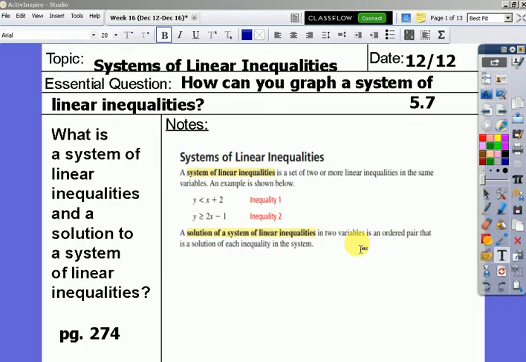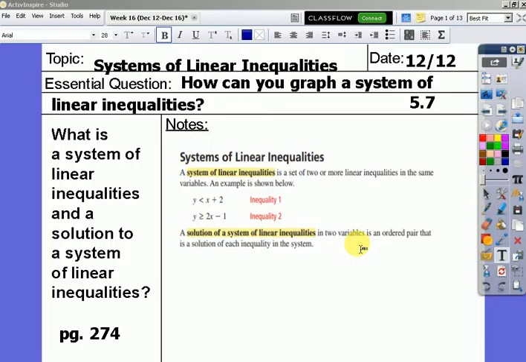Okay, so today's topic is systems of linear inequalities. Our central question: how can you graph a system of linear inequalities? First of all, we need to understand what a system of linear inequalities is. And like last time when we were studying systems of equations, they are two or more linear inequalities in two variables. We have an example shown below with inequality 1 and inequality 2.